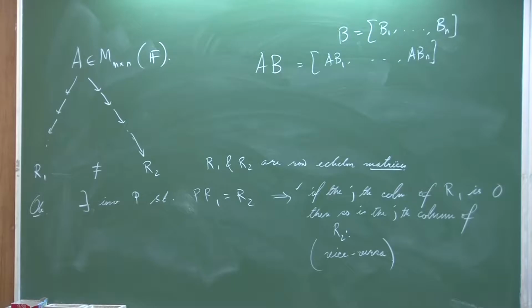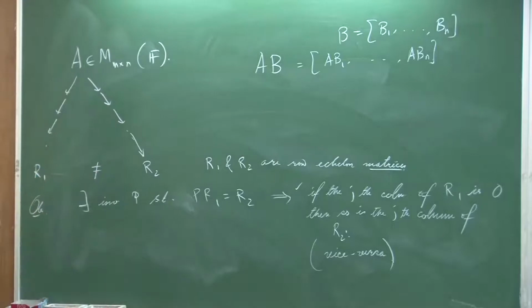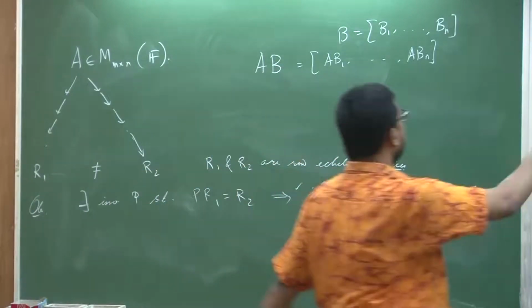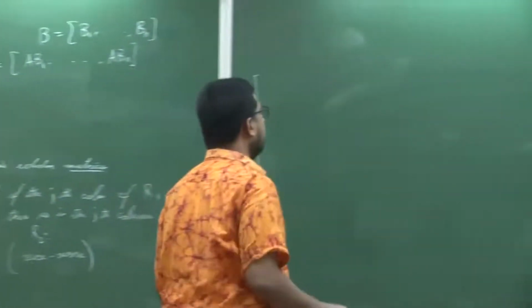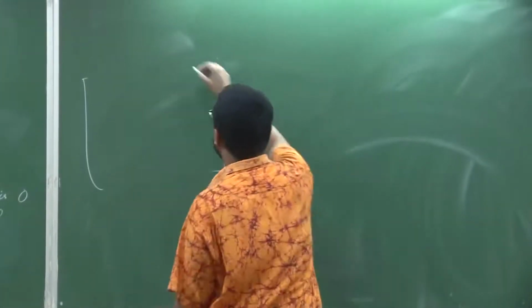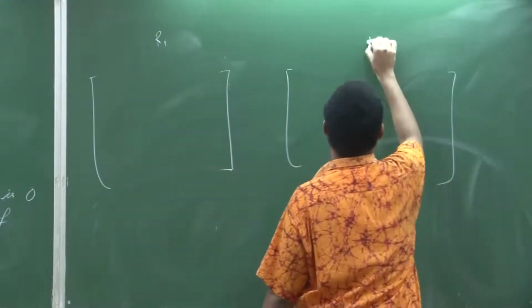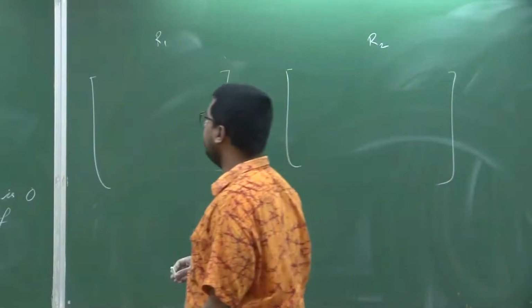So, what we will do is, as I said, we will prove by contradiction. Since R1 is not equal to R2, there will be some column, let us say some j, such that the jth column of R1 is not equal to the jth column of R2. So, at least they will disagree at some column. Let us say this is R1 and this is R2. Remember, both are row echelon matrices.